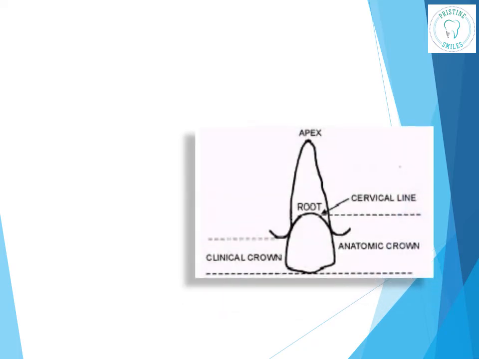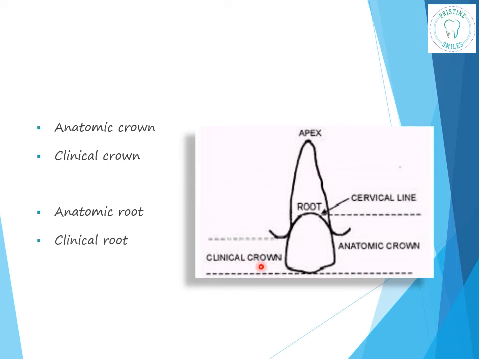This has given rise to 4 concepts. So we have the anatomic crown, clinical crown, anatomic root and the clinical root. Anatomic crown is the portion of the tooth which is covered by enamel. Anatomic root is the portion of the tooth covered by cementum. Clinical crown is the part of the tooth which is denuded of gingiva and it is projecting into the oral cavity. The clinical crown may be smaller than anatomic crown or it may be bigger than anatomic crown.